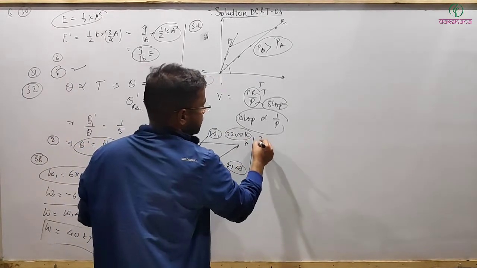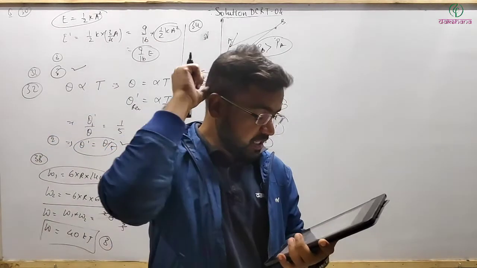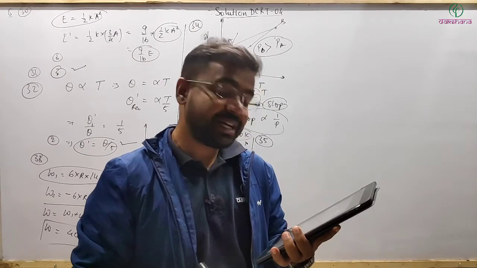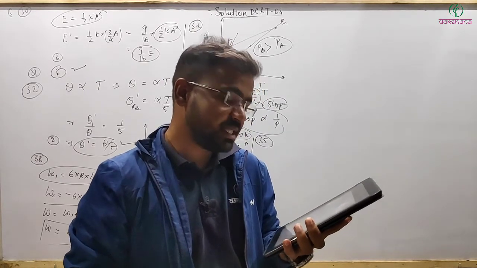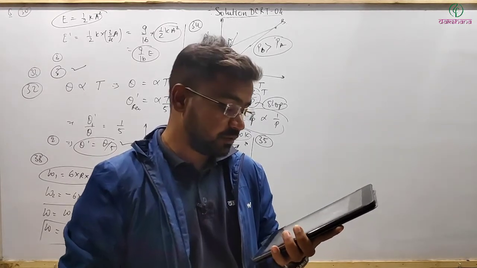Next, question number 35. A liquid of mass m and specific heat C is at temperature 2T. Another liquid of mass m by 2 and specific heat 2C is at temperature T. If these two liquids are mixed, then the resulting temperature of the mixture is.